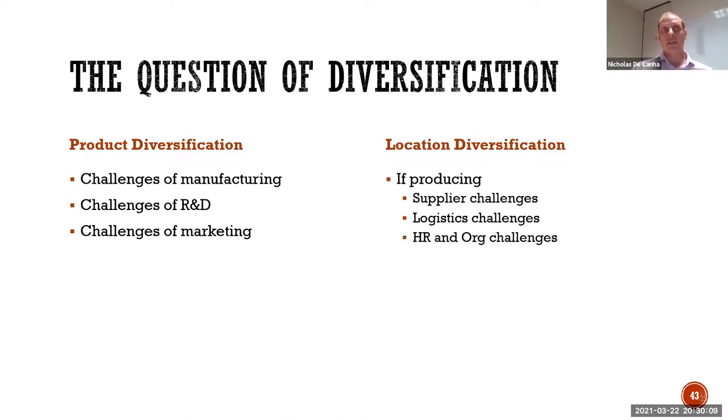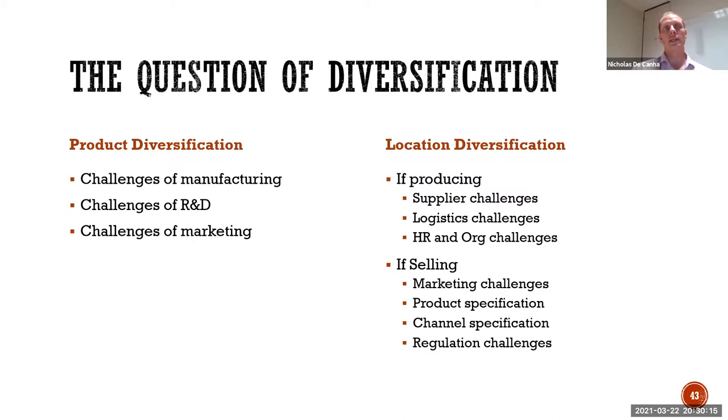And then location diversification. If you're a producer, you have supplier challenges, as we've discussed. You could have logistics challenges, HR and organizational challenges. And if you simply sell, it's going to be marketing, product, channel, and regulation differences. These are real things, and you shouldn't ignore them. And the more different what you're trying to do is from what you currently do, the lower the return is going to be. So in all the case studies you go to, this is a fundamental concept. The more different the thing you do is, the more difficult it's going to be. We're going to see that come up in Gemowatt's case analysis, and we're going to see that in your assignments. So it's more just keeping the concept in mind.